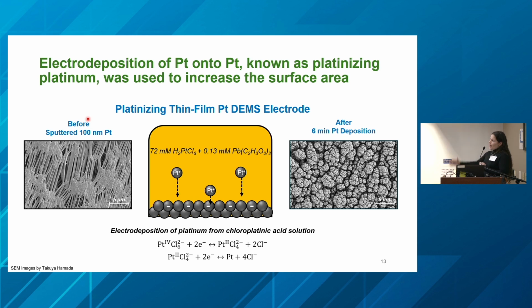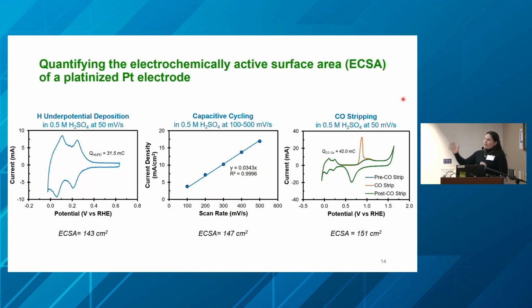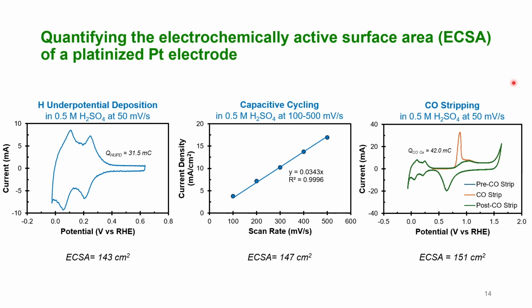And we saw that it was optimal where the collection efficiency was not suffering at roughly 6 minutes of platinum deposition. And this is our high surface area platinum electrode that we use for electrochemical Sitka. And so now we have that high surface area platinum. We want to actually quantify the electrochemically active surface area of this catalyst. And we use 3 different methods in order to do that.